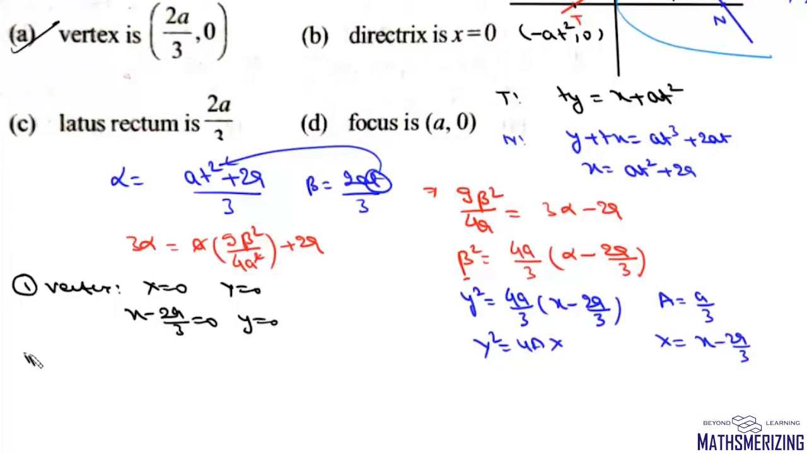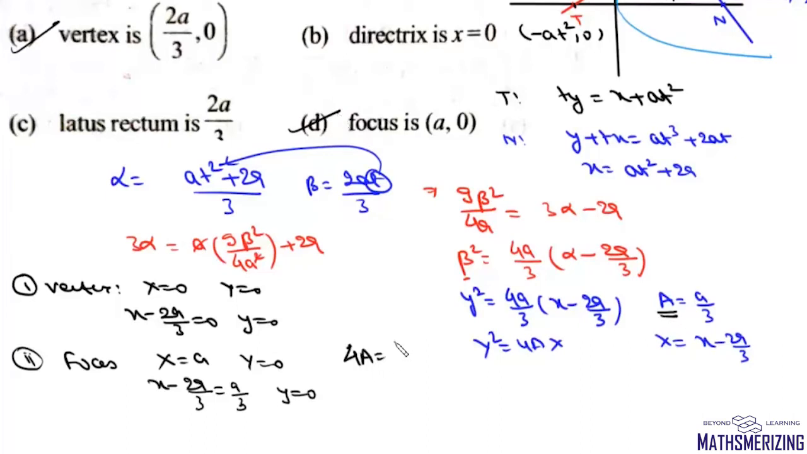Second is focus. Now we know that for the first form the focus is (a, 0). So capital X is a and capital Y is 0. So capital X, which is x - 2a/3, is equal to a/3 and capital Y is small y. So it will be simply (a, 0). So the focus is at (a, 0). Now what's the latus rectum? The latus rectum is 4a, so here it will be 4a/3. So in this case, option number C is incorrect.